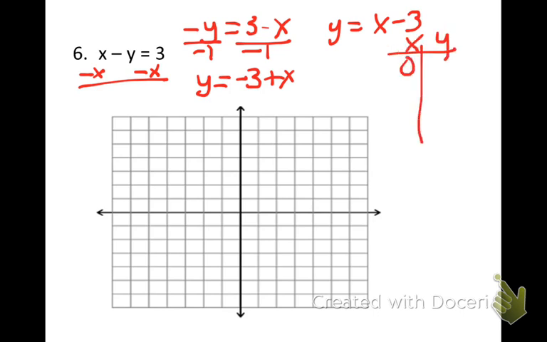So if I put a 0 in, I'm going to get negative 3. If I put a 1 in, negative 3 plus 1 would be negative 2. What am I going to get if I put a 3 in? Negative 3 plus 3 would be 0. So 0, negative 3: don't go anywhere right or left, and go down 3. 1, negative 2. And 3, 0, go right 3, and there it is. Again, draw your line through it, and you are done.